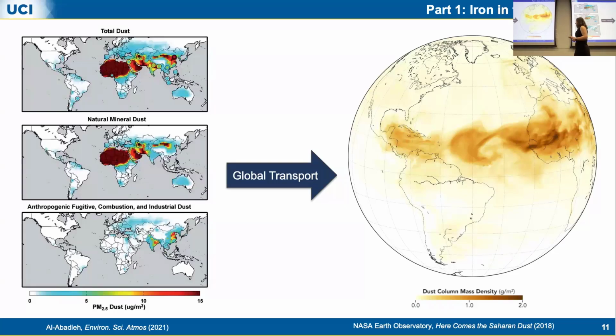And so in this NASA Earth Observatory image from a Saharan dust plume in 2018, you'll see that this dust gets picked up off the coast of Africa and can travel across the Atlantic Ocean where there's a lot of water and condensed phase chemistry going on. It can end up in the Gulf of Mexico, the United States, and even other parts of South America.